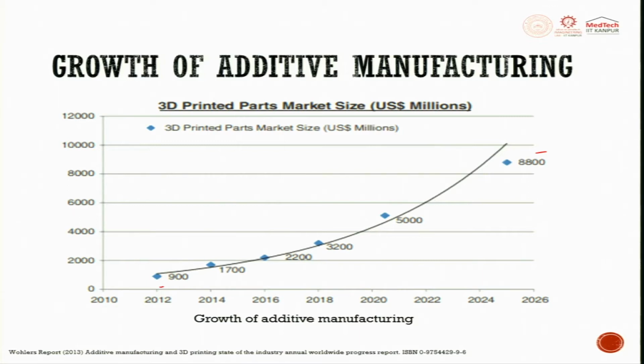So, these are the 3D printed parts manufactured and the market size in US $1 billion. You can see it has risen from around $900 million to around $9,000 million in the span of 12 years. So, right now we are around here, and the way the graph is going, it could even go more steep further. So, the graph could also be having bigger size based upon the way the technologies have been developed.